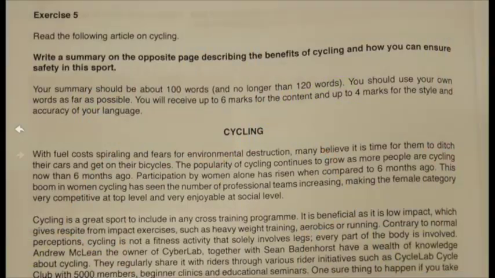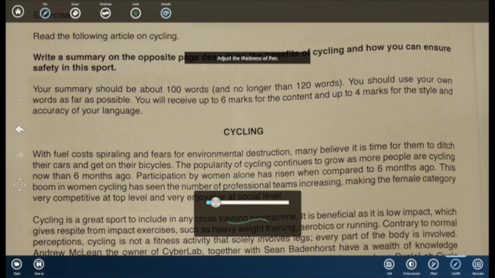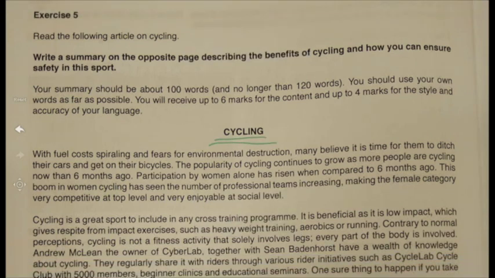Let's look at exercise 5 in a few minutes that we have. Here again, there are a few things that I want to highlight, which again I'll assume is a reminder. The question says in this one, for specifically this one, we are given a passage that is entitled Cycling. So this is the title of the passage. It is cycling. It is on cycling. And the question is, write a summary on the opposite page describing the benefits of cycling and how you can ensure safety in this sport.